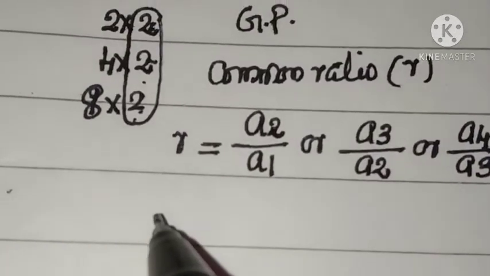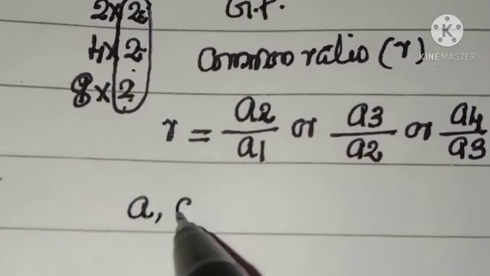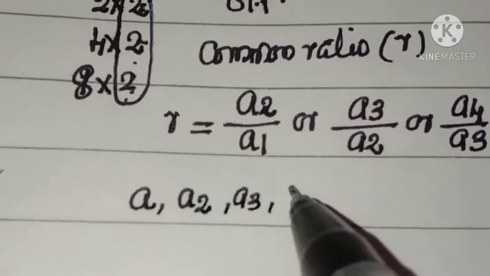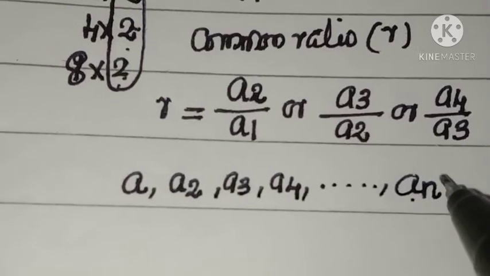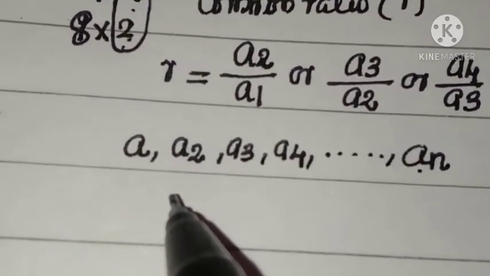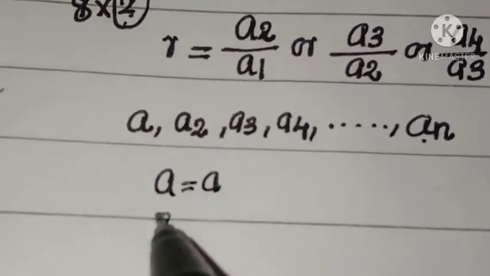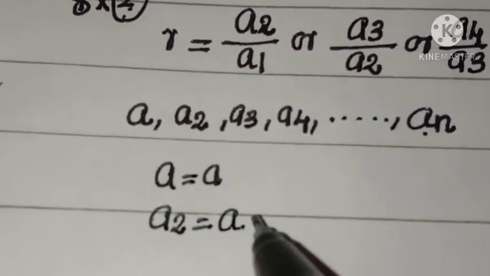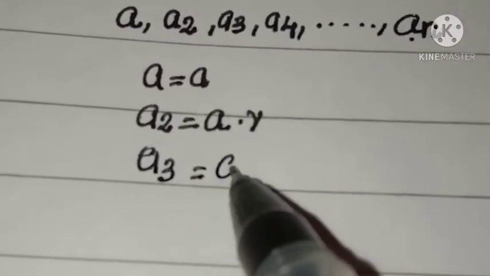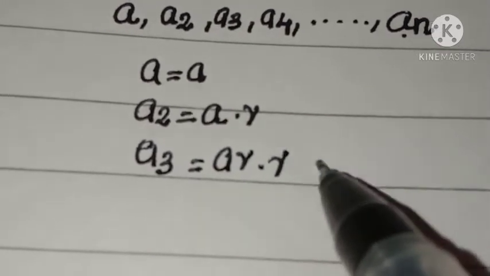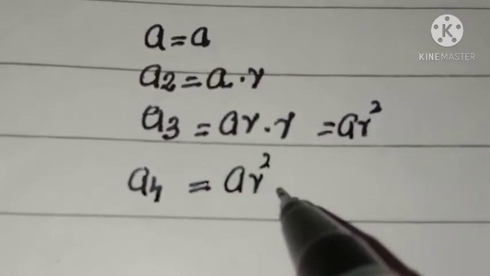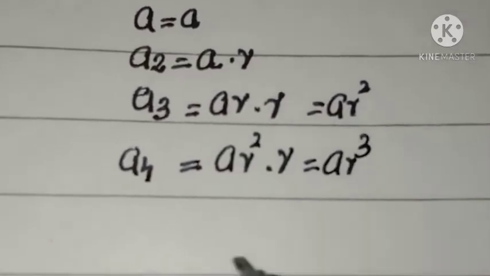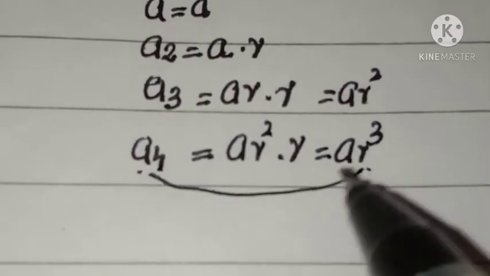Now as in AP, the first term is denoted by A, second term A2, third term A3, fourth term A4, etc. The last term or nth term is denoted by AN. Now listen, the first term is A and the second term is obtained by multiplying R, the common ratio, with the first term. A3 is obtained by the second term into the common ratio, that is AR square. The fourth term is obtained by the third term into the common ratio, AR cube. So look here, A4 equal to AR cube.